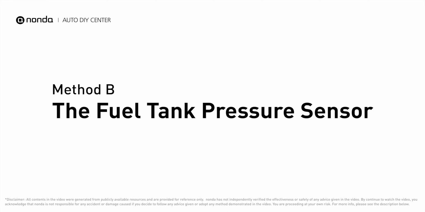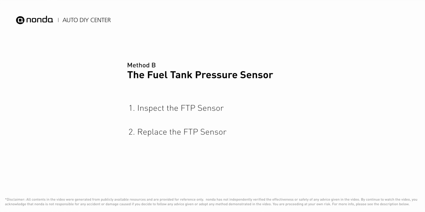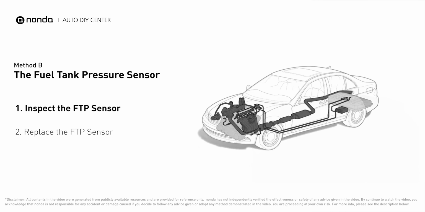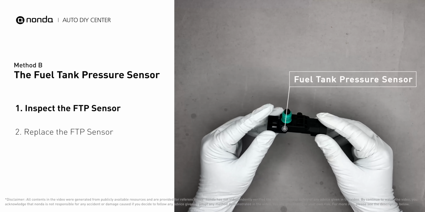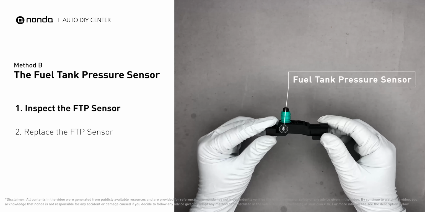Method B, the fuel tank pressure sensor. The fuel tank pressure sensor is part of the fuel pump assembly and is usually mounted on top of the tank. First, carefully remove the fuel tank pressure sensor from the fuel tank.